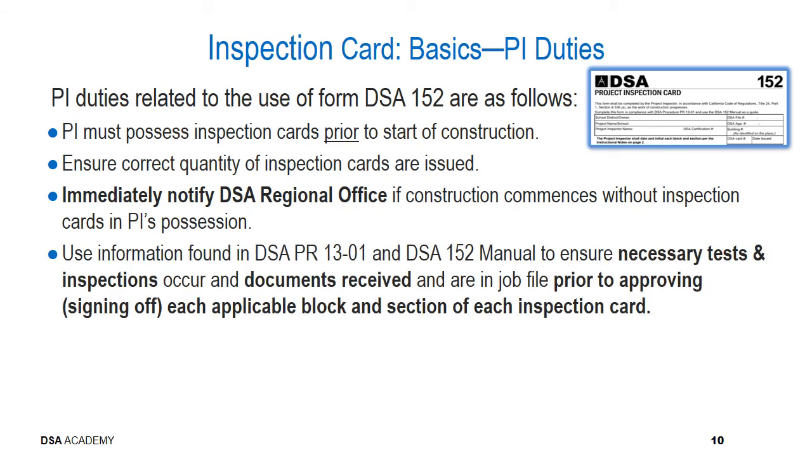Use the information found in DSA PR 1301 as well as the 152 manual to ensure that all of the necessary tests and inspections did occur and the documents associated with those have been received by you, the project inspector, and are in your job file prior to approving, that is, essentially signing off, each applicable block and section of each inspection card.